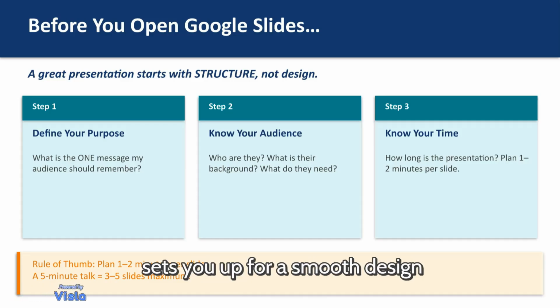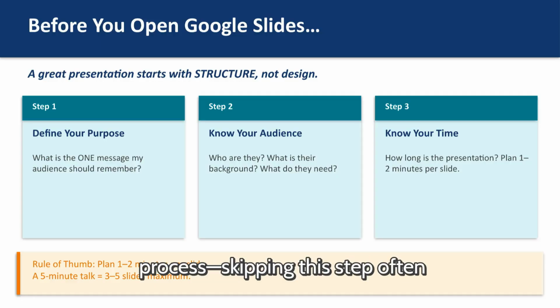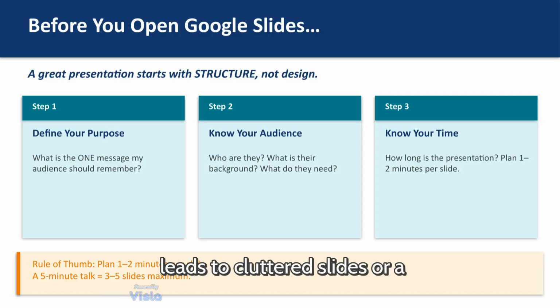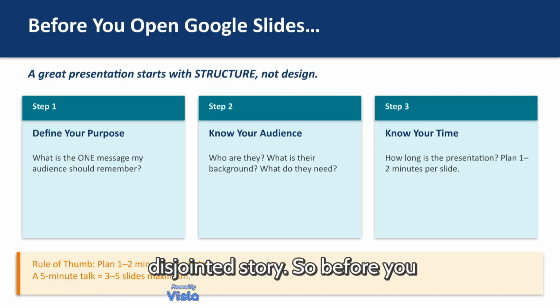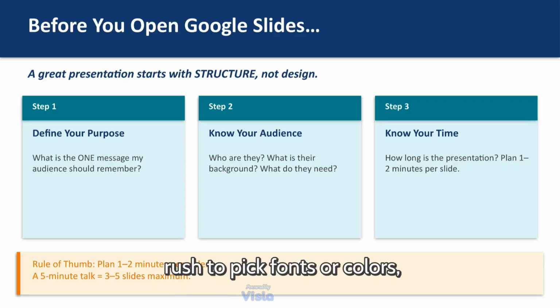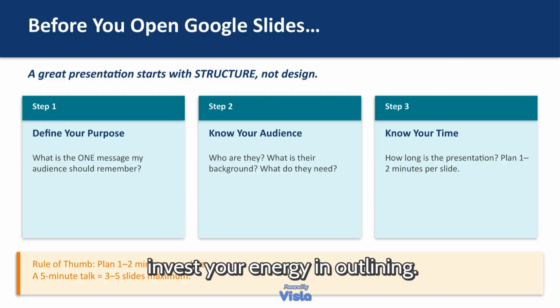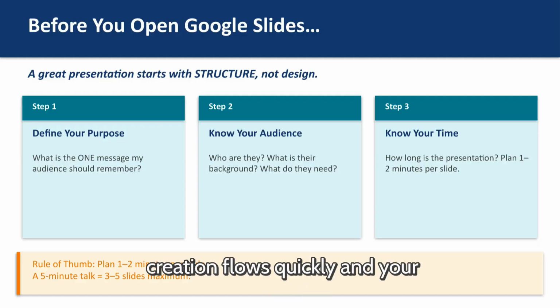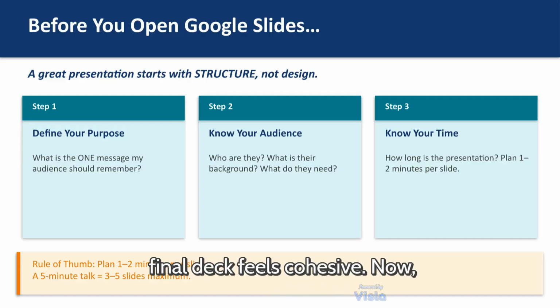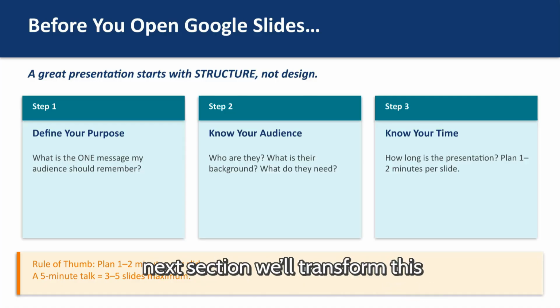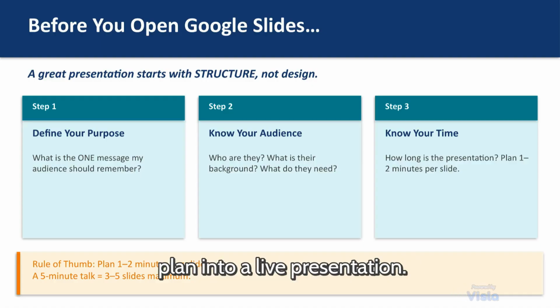Effective planning sets you up for a smooth design process. Skipping this step often leads to cluttered slides or a disjointed story. So before you rush to pick fonts or colors, invest your energy in outlining. You'll thank yourself later when creation flows quickly and your final deck feels cohesive. Now open Google Slides, and in the next section, we'll transform this plan into a live presentation.